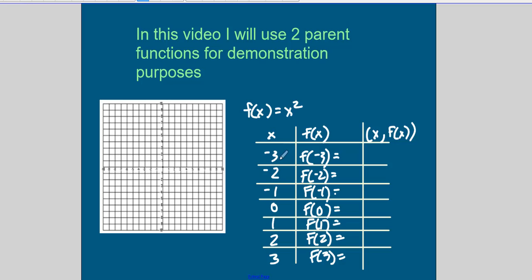This may be redundant, but I'm going to go ahead and do the table here. I'm going to use the points -3 to 3 going by 1, so f of -3 is going to be -3 squared. That's -3 times -3, so that's 9. So we have the point -3, 9, which I already plotted, right up here. Then I have -2 quantity squared, which is -2 times -2 is 4, so we have the point -2, 4.